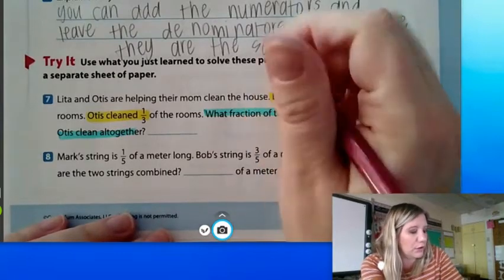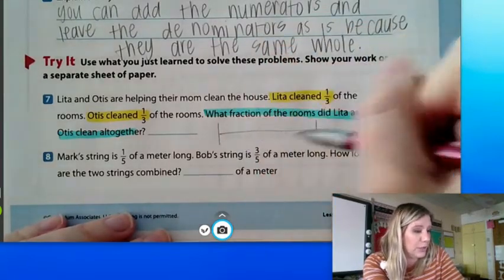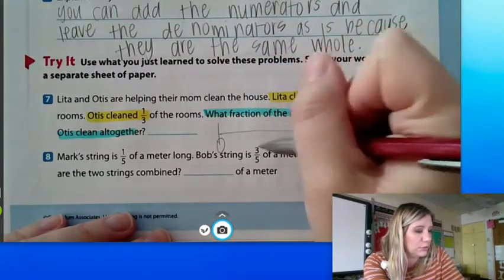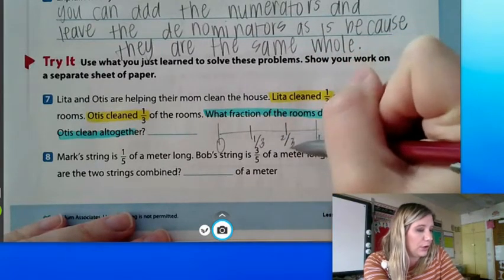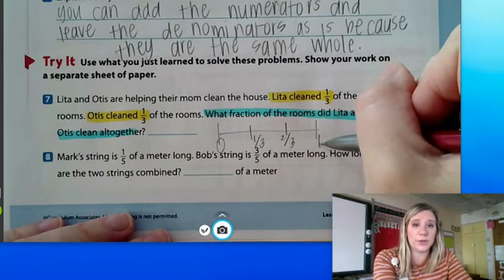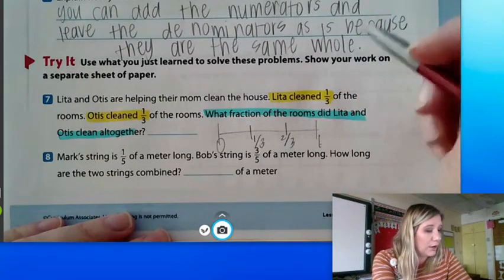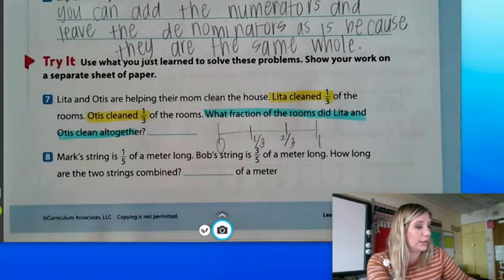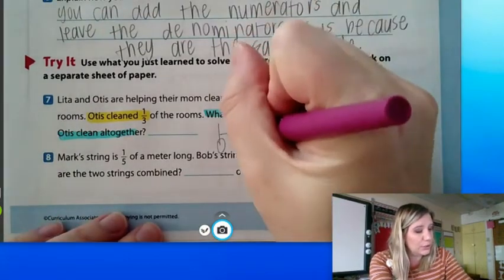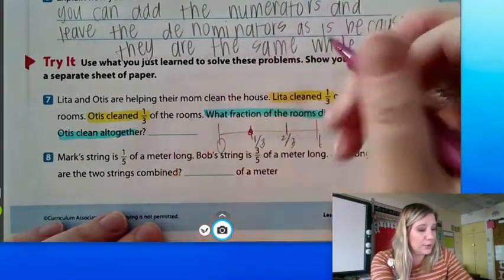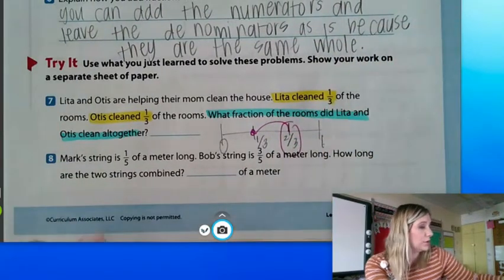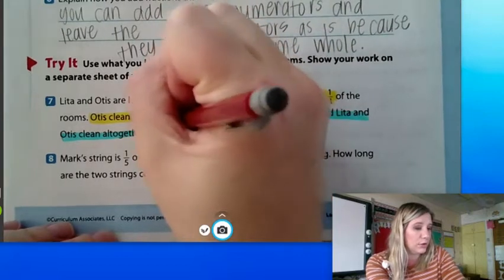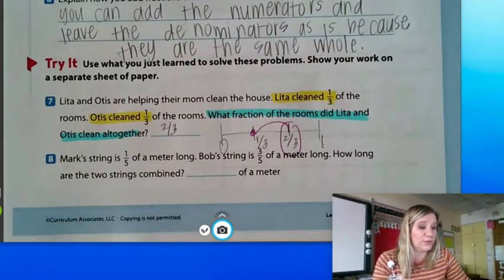So if I use a number line and I go 0 to 1, put 1/3 in, put 2/3 in, and 1 is 3/3, so I don't need to put 3/3 in. It's already there. All right, so I'm going to start at Lita. She cleaned 1/3. Otis cleaned 1/3, so I'm going to jump 1/3 to get to my 2/3. So together, they cleaned 2/3 of the rooms.